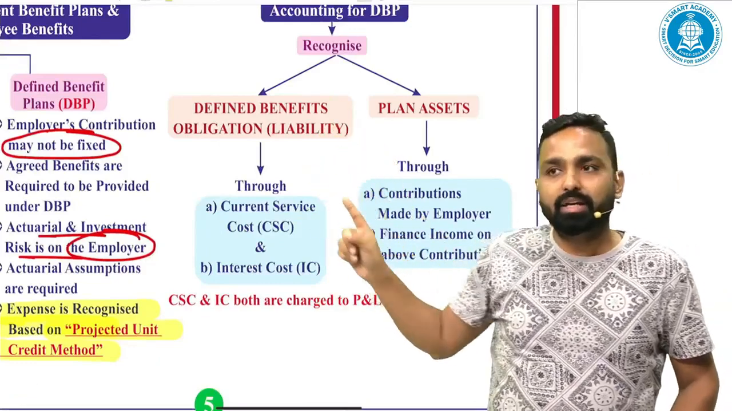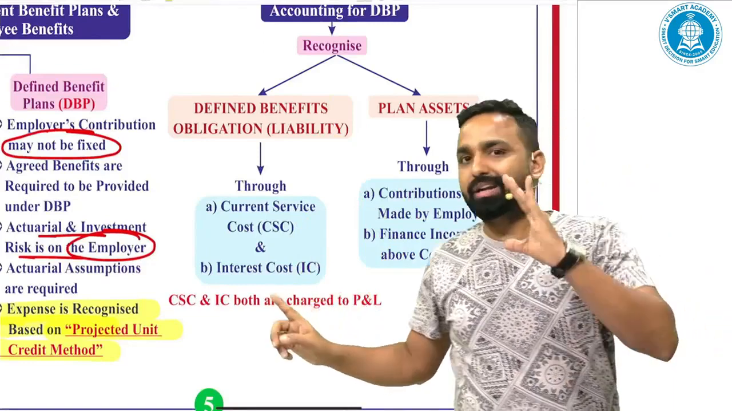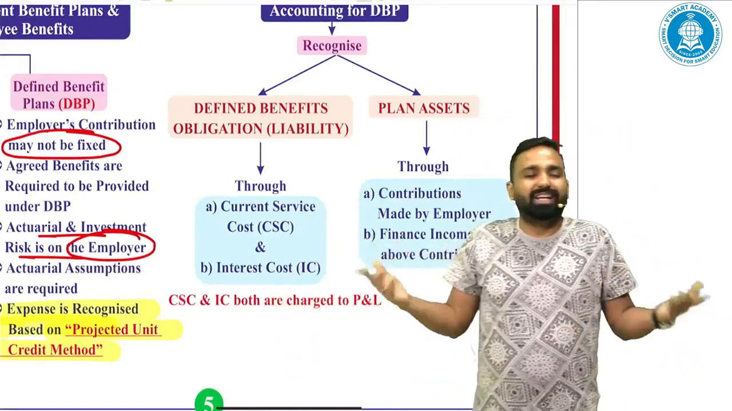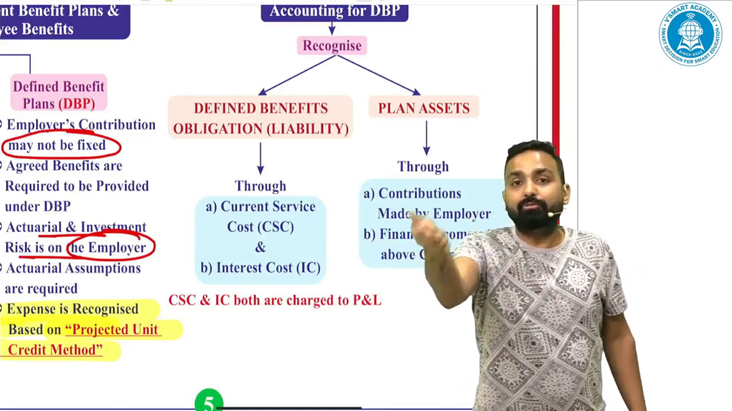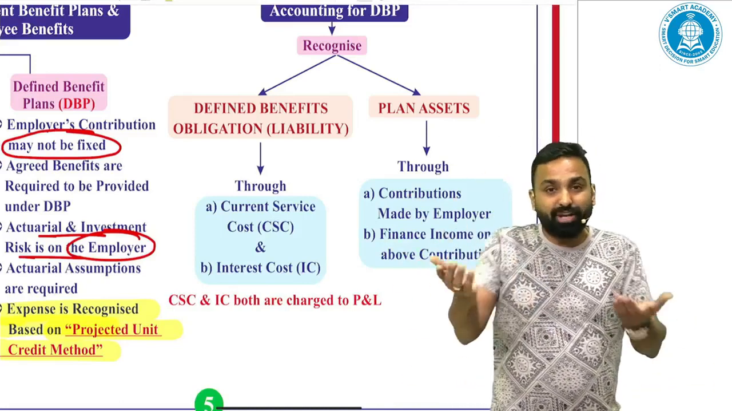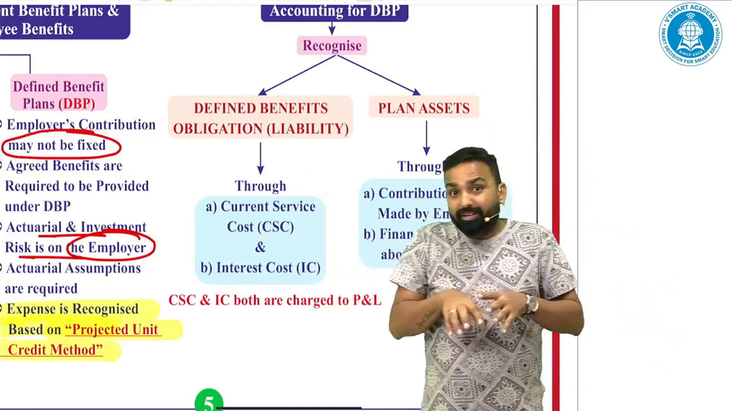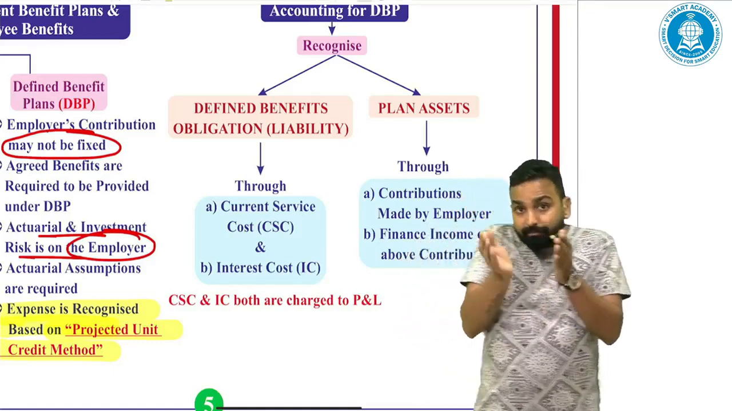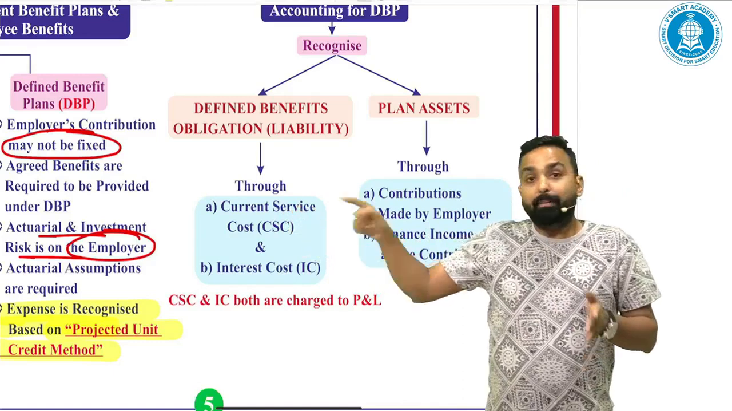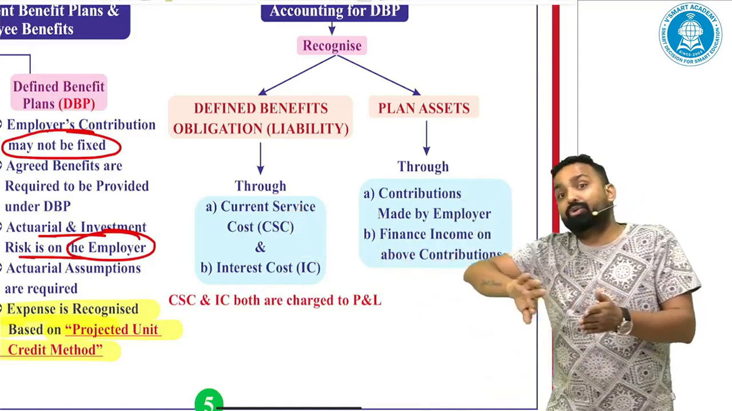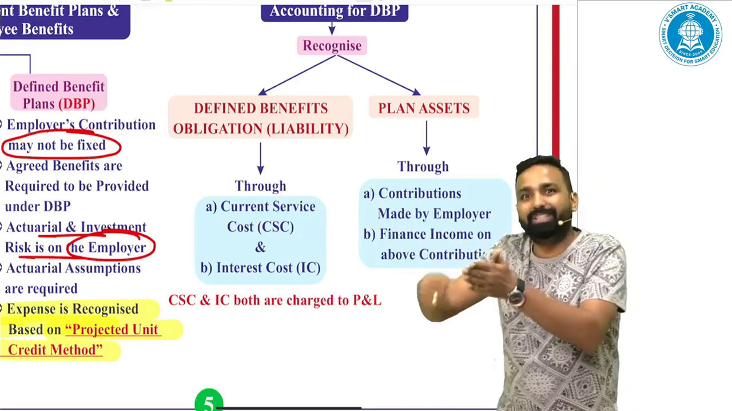Under defined benefit liability, there is one term called current service cost, and the other term is called interest cost. Now what is current service cost? It's simple. I told you a few minutes back that you gave me first year's service, so the proportionate amount of bonus should be accrued. That proportionate amount which is actually accrued is the current service cost. But I will not pay you right now, I will pay you after 5 years. So on this accrued amount, interest will be charged.